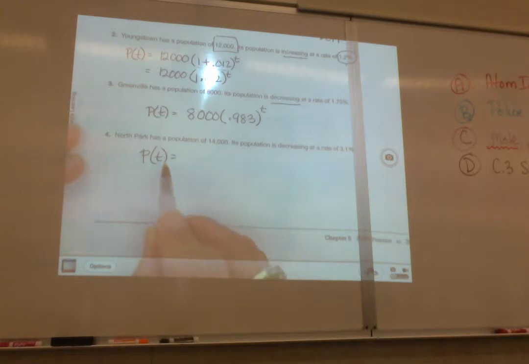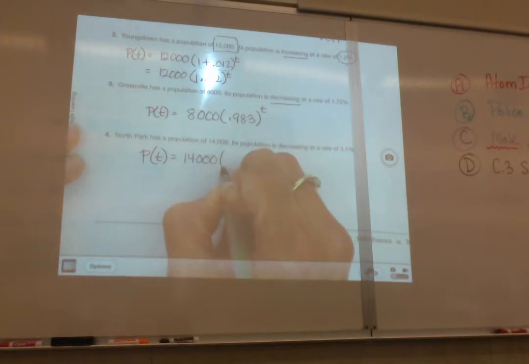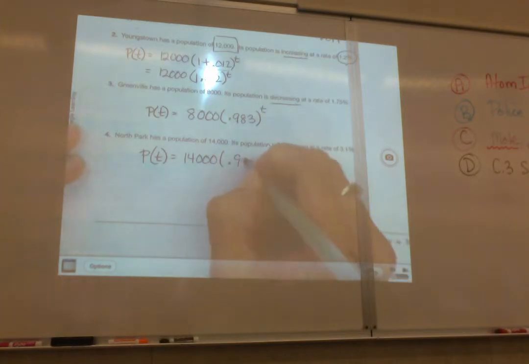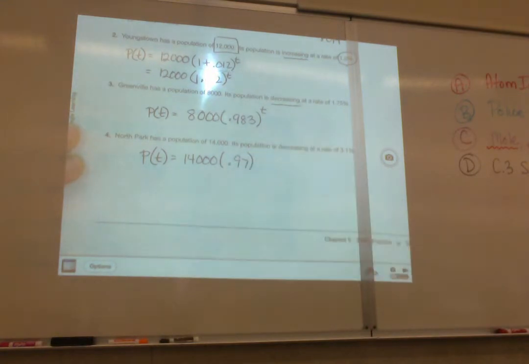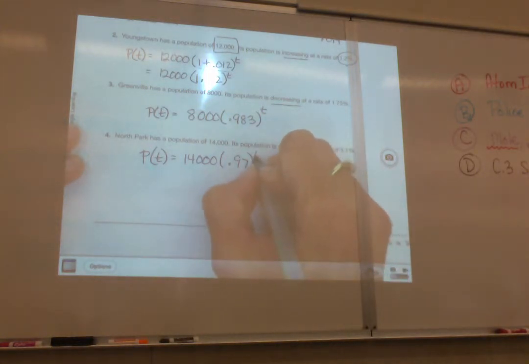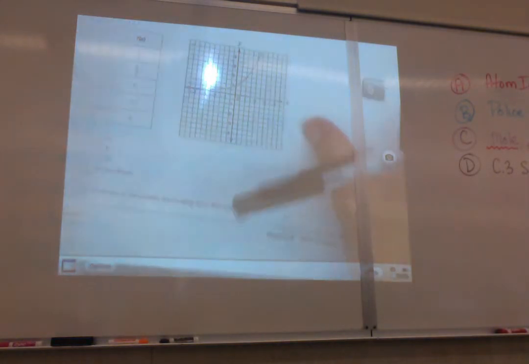Tony, do you have a simplified version? 0.97. That's it? Okay, yours must be rounding to 2 digits. And a little t up top. Don't forget the little t, exponent t. Okay, next page.